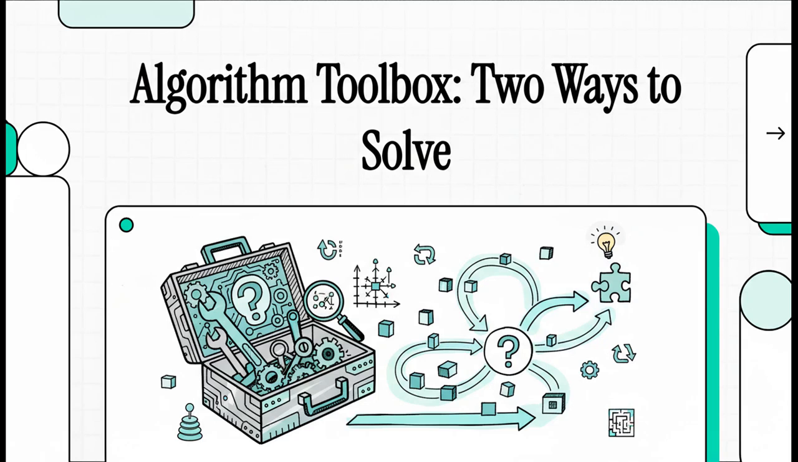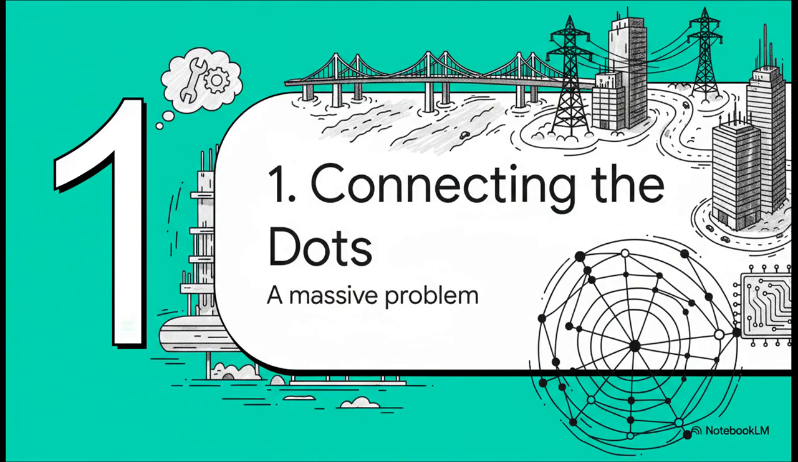All right, today we're cracking open the computer scientist's toolbox. We're going to look at how two totally different ways of thinking, two different algorithms, can attack the very same problem and, well, get some pretty different results. So let's get into it. Every great tool needs a great problem to solve, and we're going to start with a really big one.